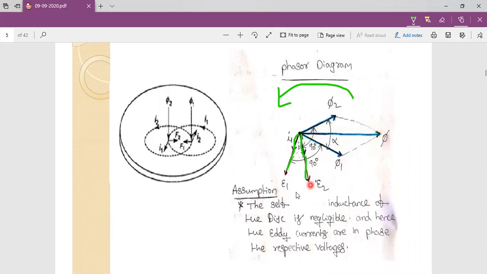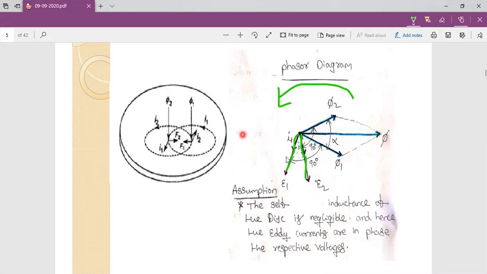Now what happens when EMFs are induced in a disk? A disk is nothing but a closed material, which means eddy currents occur because of these EMFs. Because of E1, current I1 circulates in the disk, and because of E2, current I2 circulates in the disk.